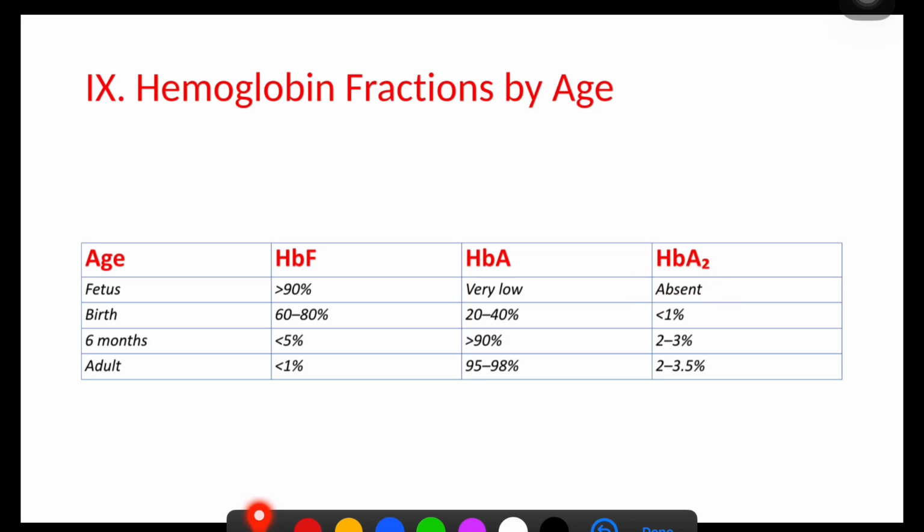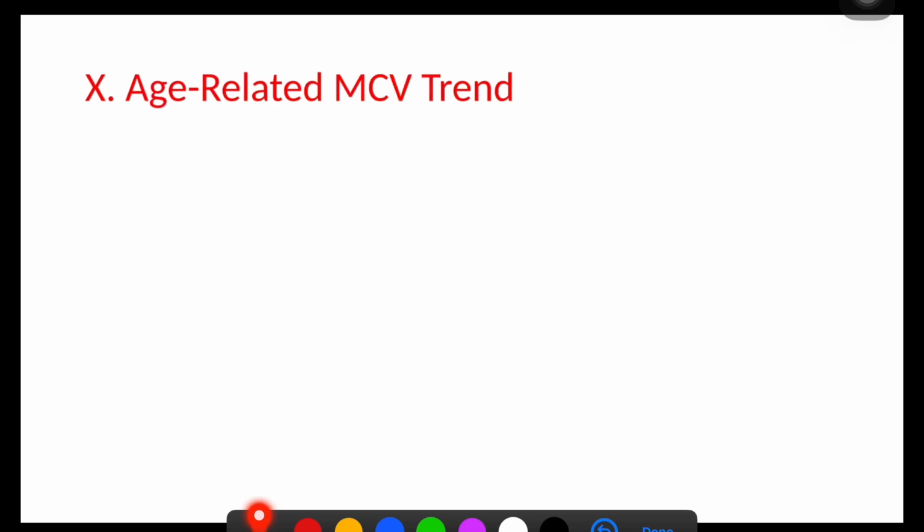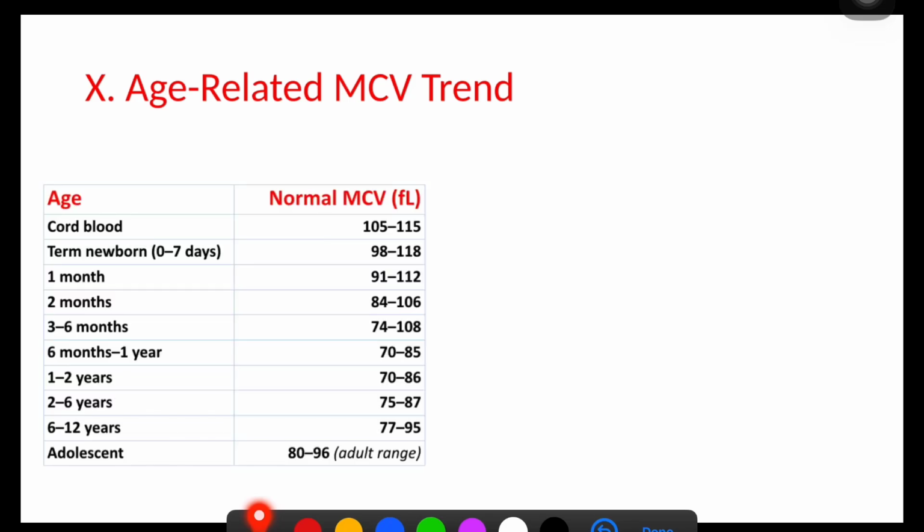HbA2 is absent in the fetus, less than 1% at birth, 2 to 3% at the age of 6 months, and 2 to 3.5% in adults. So remember, HbF you can find up to 6 months of age, but the value varies between fetus, birth, and 6 months of age.